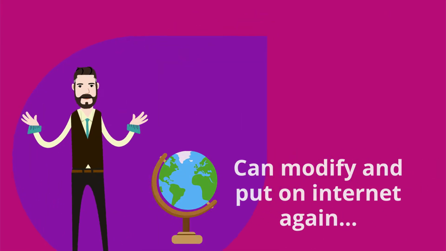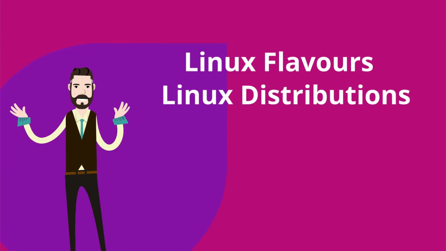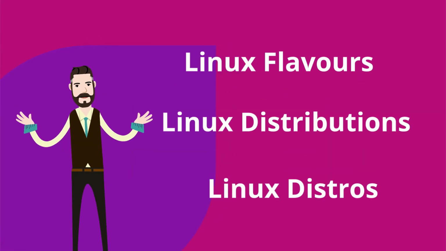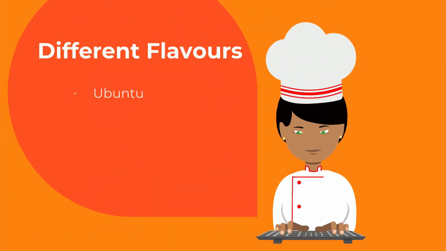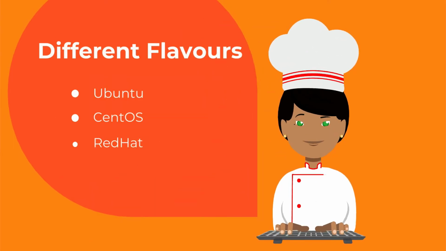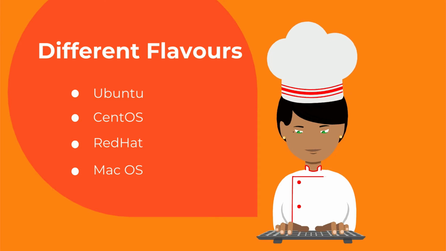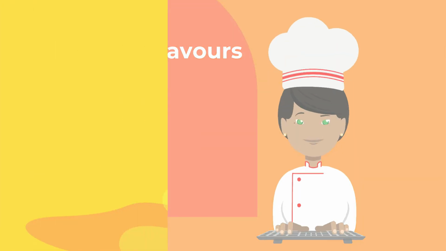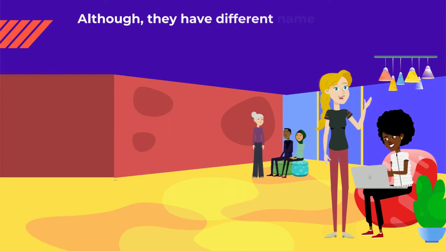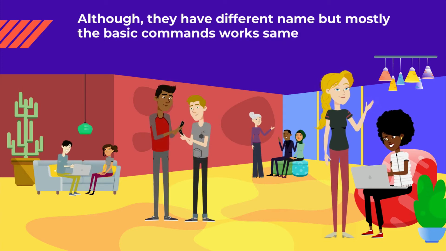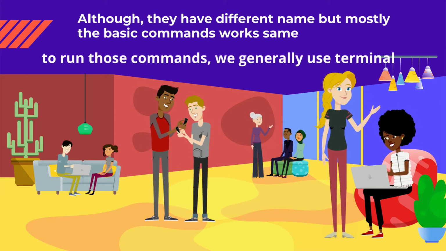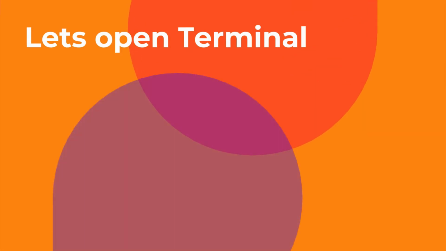And because of this, today we see different flavors, or say different distributions or distros, of Linux. A few of the famous ones are Ubuntu, CentOS, Red Hat, and even macOS are popular names in that Linux list. Although they have different names, the basic commands work the same in all the flavors of Linux. And to learn commands, all we need is a terminal.